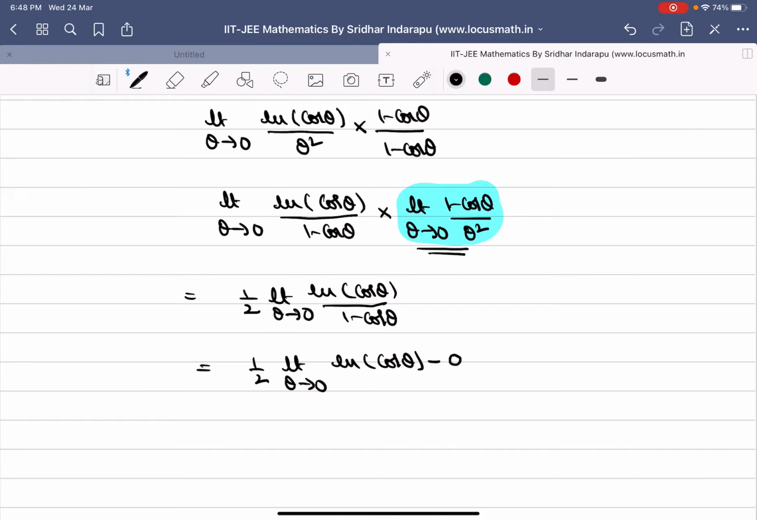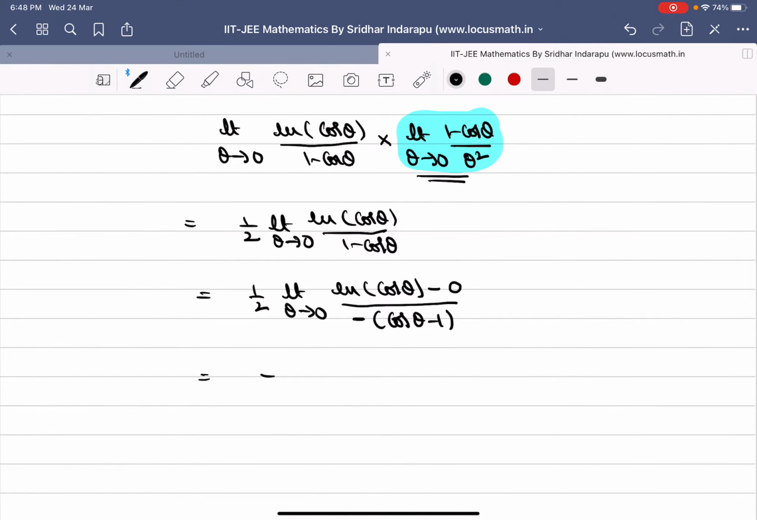If you take out minus common, the denominator can be written as cos theta minus 1. Now, this is equal to minus 1 by 2 into limit theta tends to 0 of (ln of cos theta minus 0) over (cos theta minus 1). This 0 can be written as ln of cos 0, because cos 0 is 1, and ln 1 is 0. This 1 can also be written as cos 0.